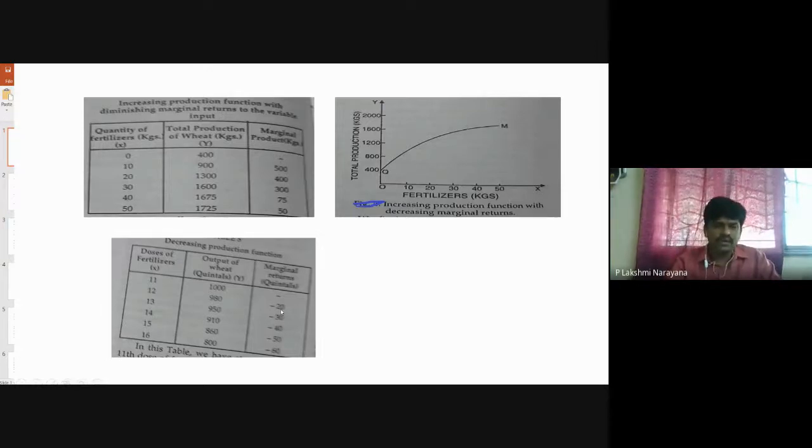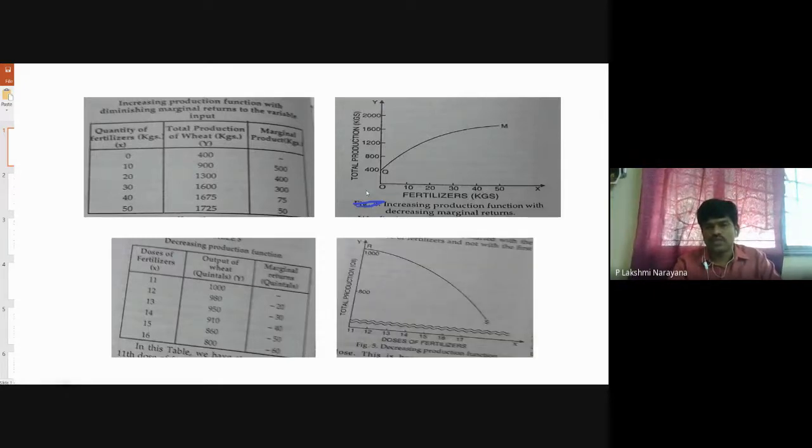So for every dose of input, 13, 14, 15, 16, total production is decreasing and marginal product is also decreasing at a negative rate: minus 20, minus 30, minus 40, minus 50. That's why this production function is called a decreasing production function. This can be shown in a diagram also. First 1000 units of production, then it continuously declines. So this graph has a concave shape.